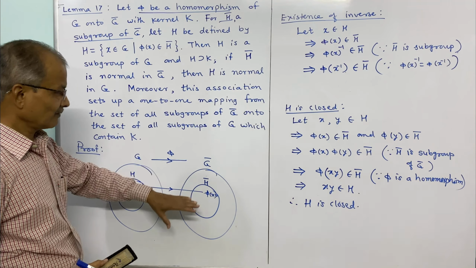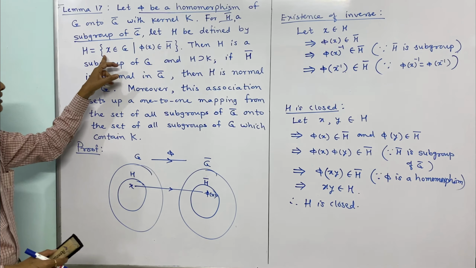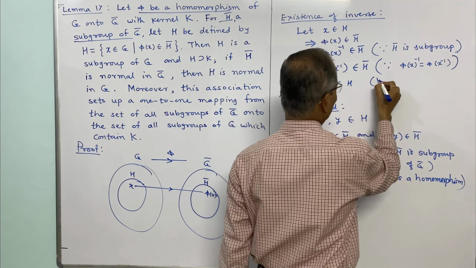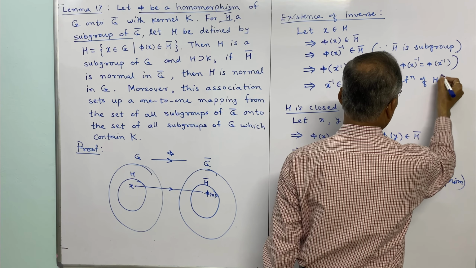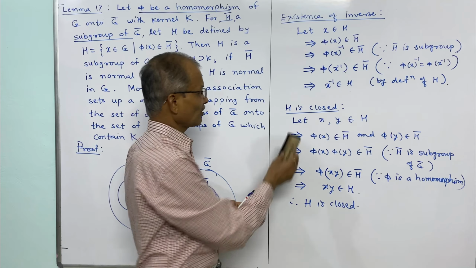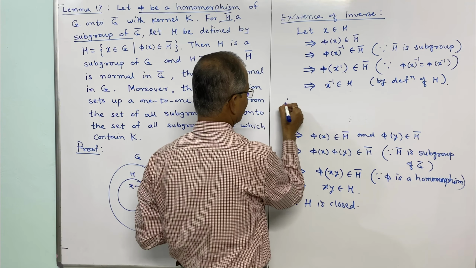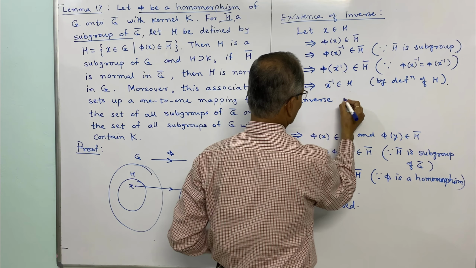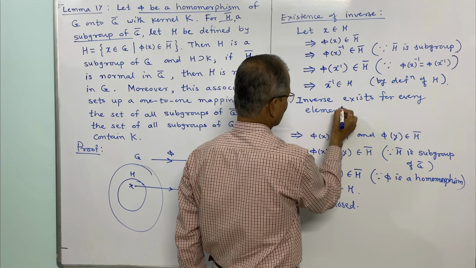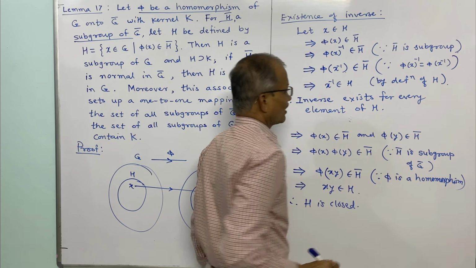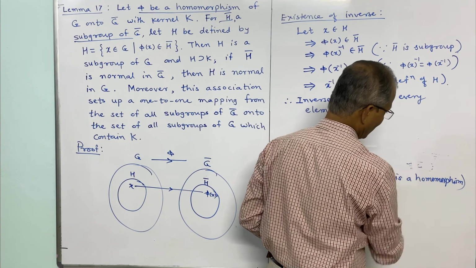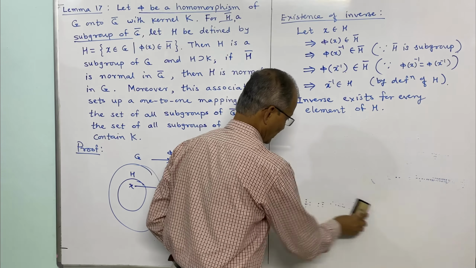And again, if that belongs to H bar, this x inverse must belong to H by the definition of H. So this implies x inverse belongs to H. And thus if x belongs to H, we have the inverse of x also belonging to H. That means an inverse exists for every element of H. And thus this shows that H is a subgroup of G, because it is closed and every element in H has its inverse in H itself, and therefore H is a subgroup of G.